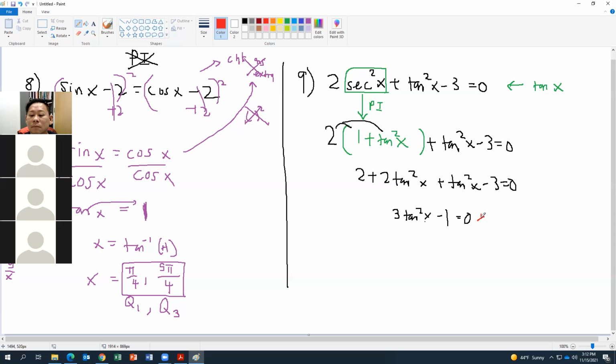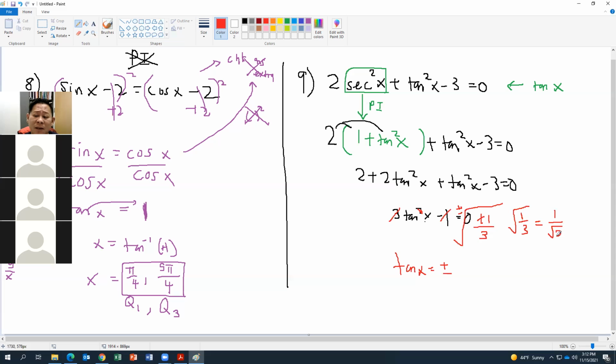Plus 1 divided by 3, and then take the square root. Don't forget the plus minus. So what we have in this case is tangent x is plus minus square root of what here? 1/3, right? This is the same thing as 1/√3.